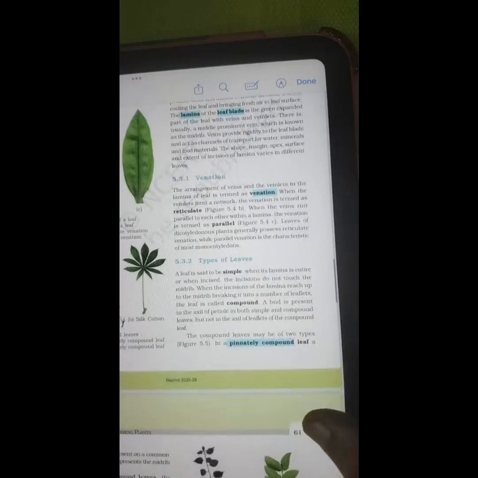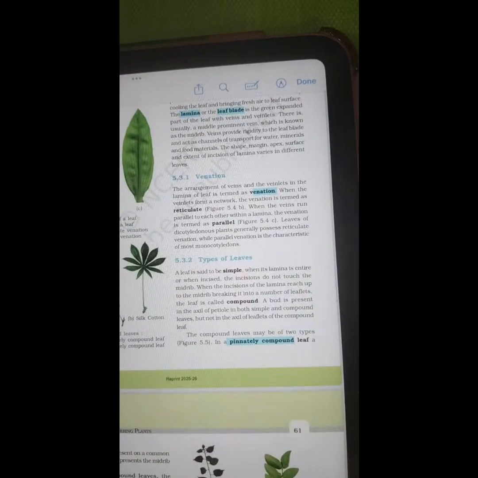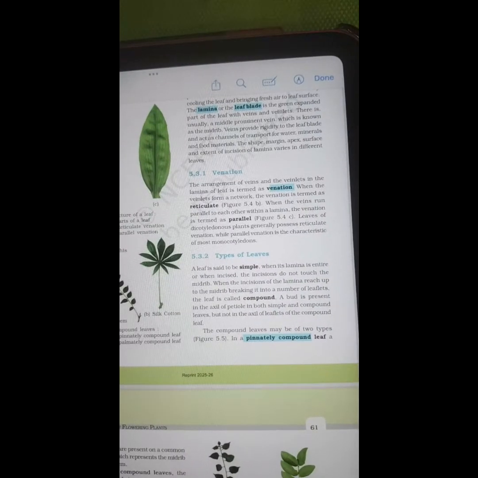Now, as you go further, there are two types of leaves given, simple leaves and compound leaves. Everybody has seen a mango tree. Mango tree has simple leaves in which the lamina is not divided. But if you have seen a neem tree or gulmohar tree, their leaves are divided, the lamina is divided, so they come into the category of compound leaf.